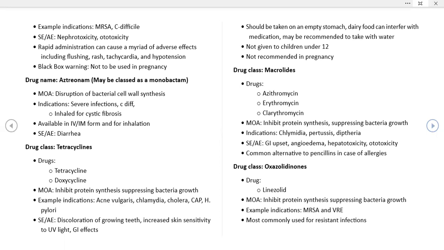These work by inhibiting protein synthesis and suppressing bacterial growth. Again, same as the last one, same as the next one. The diseases we use this for are chlamydia, pertussis, that's whooping cough, and diphtheria. We can also use this for strep throat. We can use this for a whole bunch of different things.